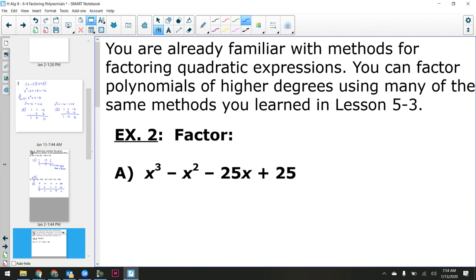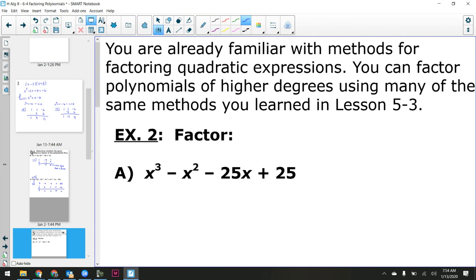Okay. The first thing you should always check is a GCF. Is there a GCF in here? No. There's no GCF in this one, other than one. So if there are 4 terms, what's the only thing that you know how to do?